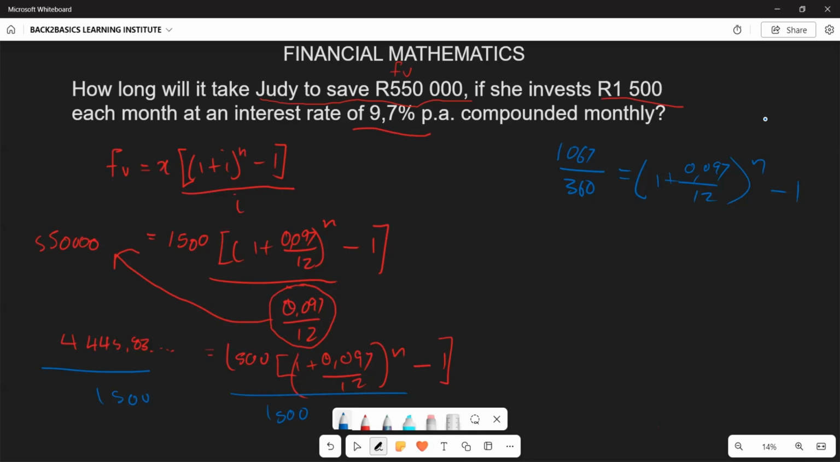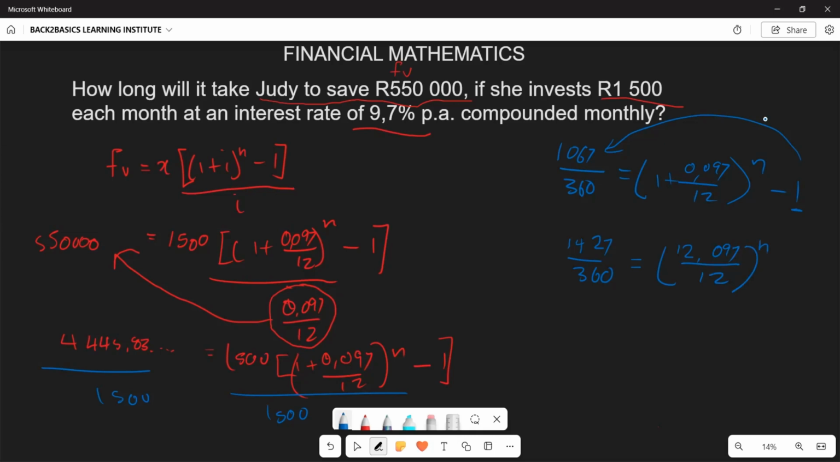Now, what is it that we are going to do from here? We are going to take this 1 here and add it on the other side. When we add it, we are going to have 1427 over 360, which is equal to 1.0097 over 12, to the power of n.